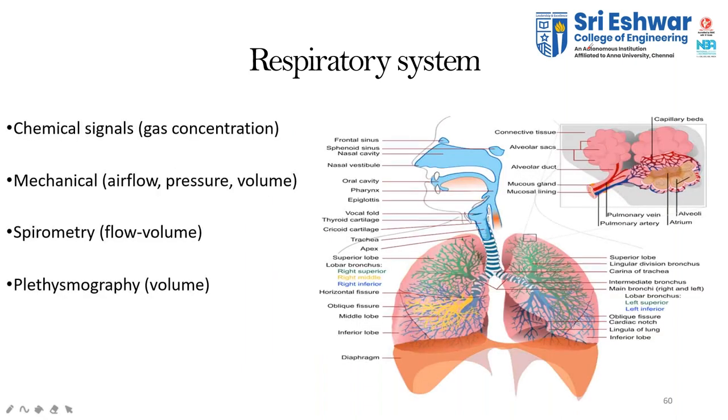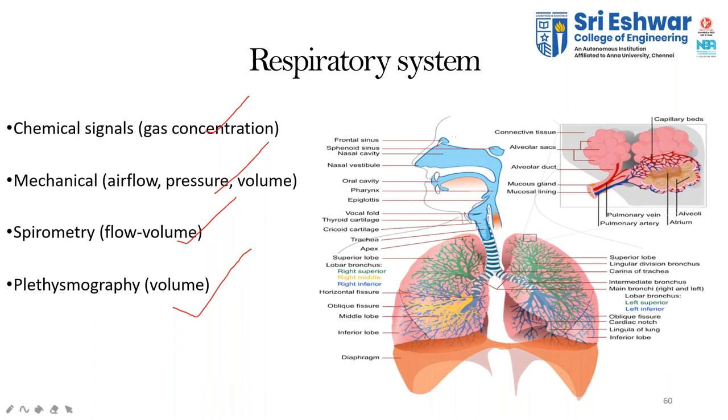Next is the respiratory system. We can take signals like chemical signal, mechanical signal, spirometry signal, and plethysmography. The chemical signal is used for gas concentration, mechanical for airflow, pressure and volume, spirometry for flow and volume, and plethysmography for volume. The amount of air we take in is called volume. So here this is your respiratory system.